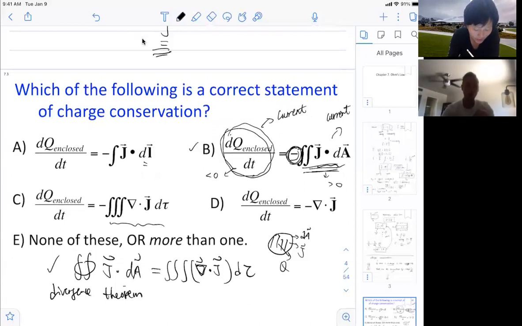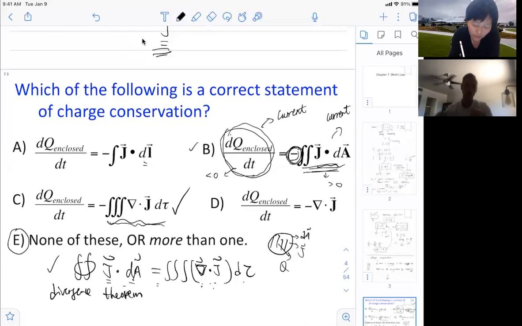The divergence theorem says the surface integral of any vector is equal to the volume integral of the divergence of this vector. So this is the divergence theorem. So you can write the right-hand side using a slightly different format. C is also correct. So the answer would be E, because more than one of these is correct. So it's a little bit subtle there. Okay.